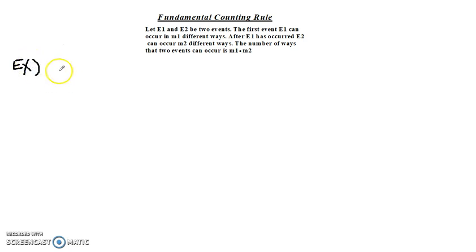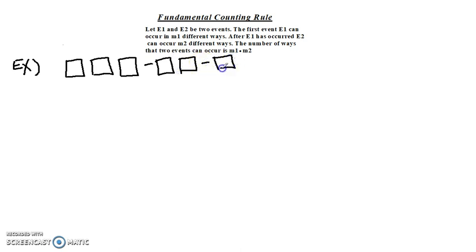So we all know that a social security number is of this form, right? You have 3 numbers, like so. Then we have 2 middle numbers, like so. Then we have 4 numbers.